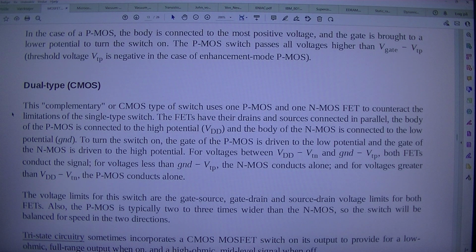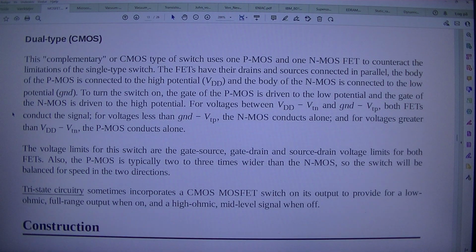Dual type, CMOS. This complementary or CMOS type of switch uses one PMOS and one NMOS FET to counteract the limitations of the single type switch. The FETs have their drains and sources connected in parallel. The body of the PMOS is connected to the high potential, VDD, and the body of the NMOS is connected to the low potential, GND.